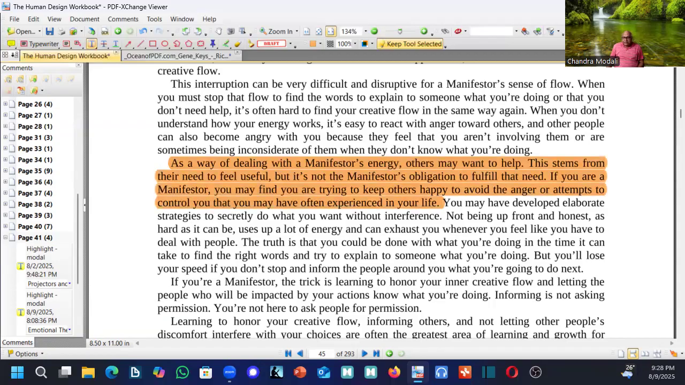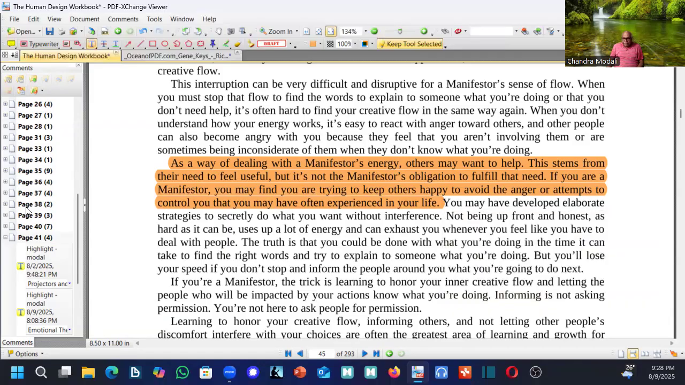So as a manifestor, this instinct is very strong. You may have developed elaborate strategies to secretly do what you want without interference. Not being upfront and honest, as hard as it can be, uses up a lot of energy and can exhaust you whenever you feel like you have to deal with people.